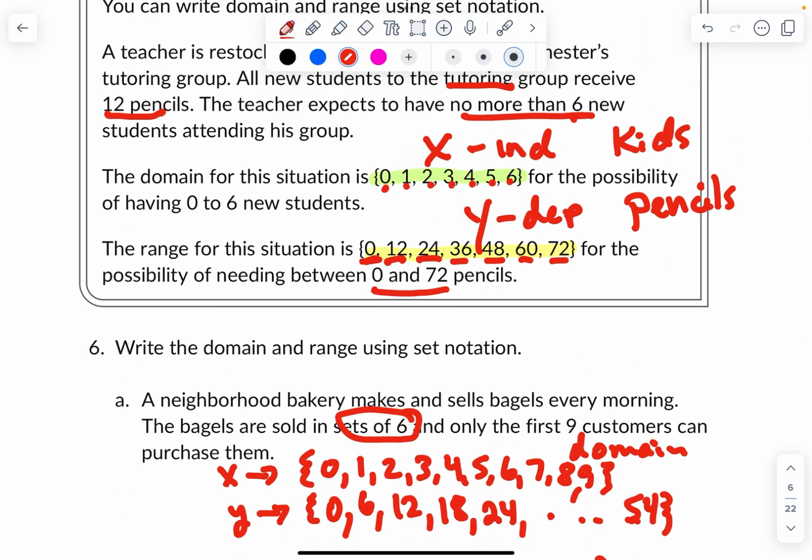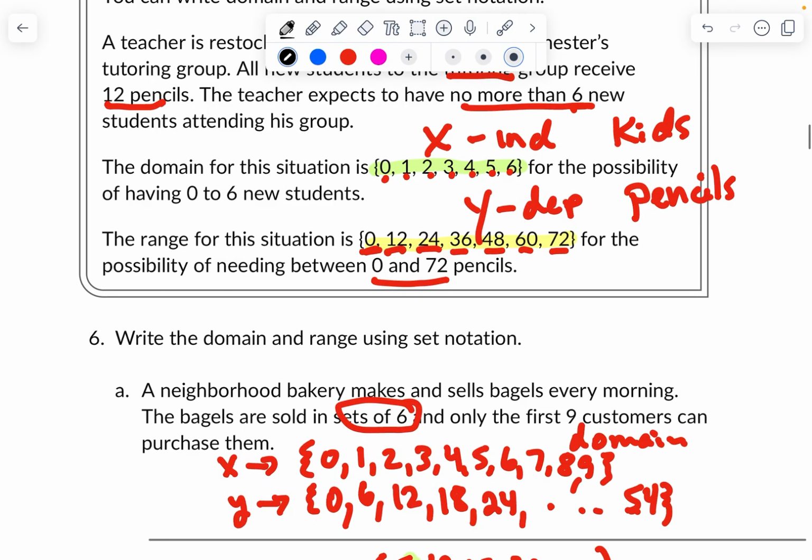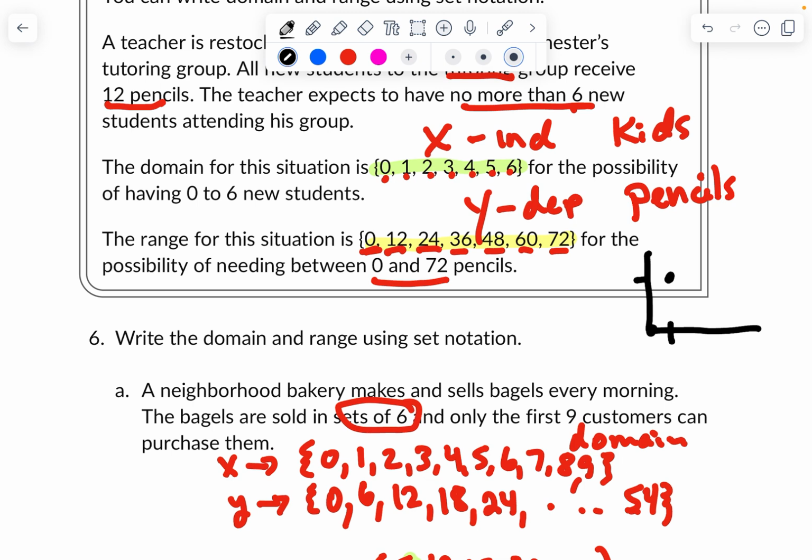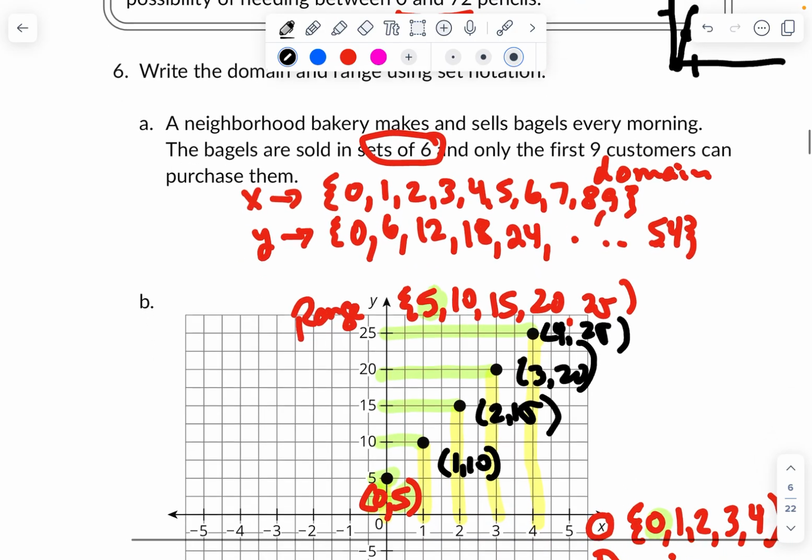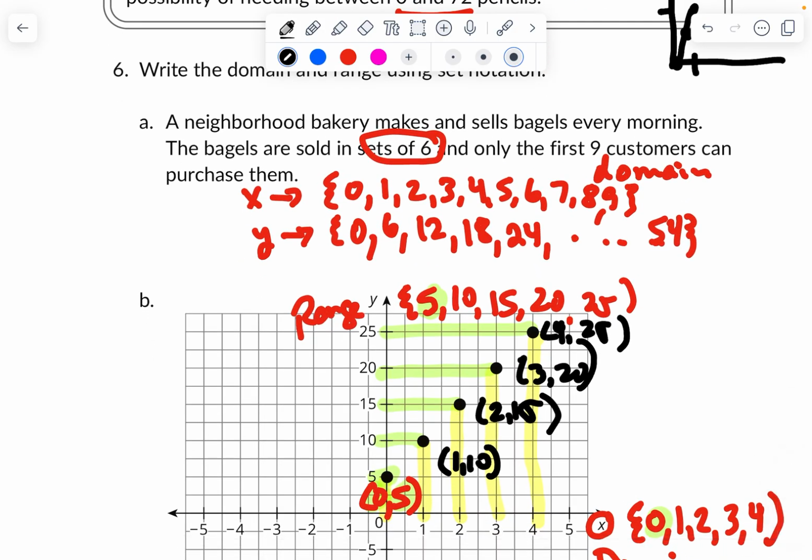The teacher with the pencil, it doesn't make sense to draw a graph of the teacher and the pencils and say one student gets 12 pencils, 0 students gets 0 pencils, and connect that line. Because what values are between 0 and 1? You can't have 0.5 students getting 6 pencils. We don't count the kids by decimals. So the domain, since it has to be whole numbers, that means your range also has to be a whole number. The same thing with the bakery scenario.